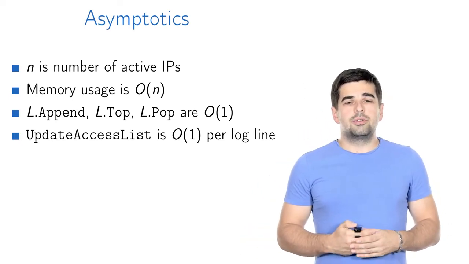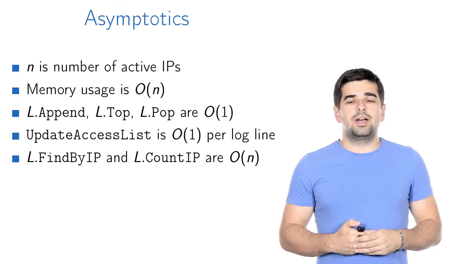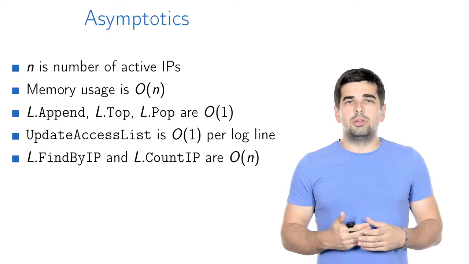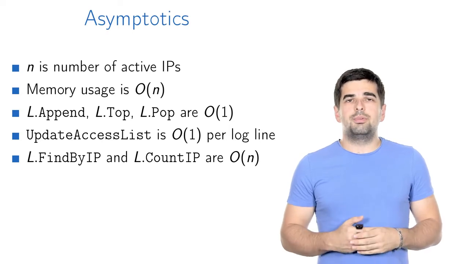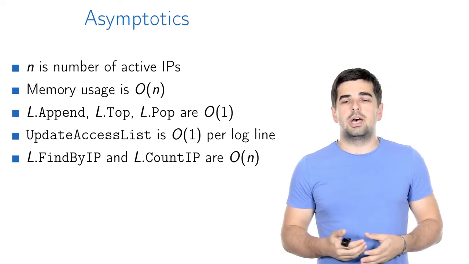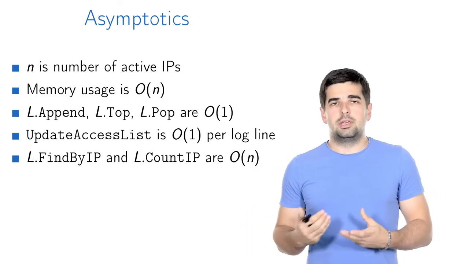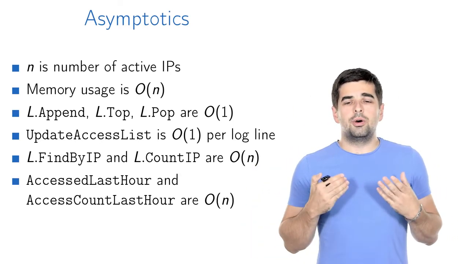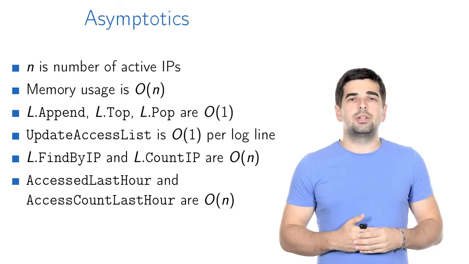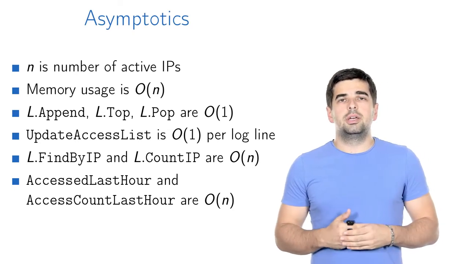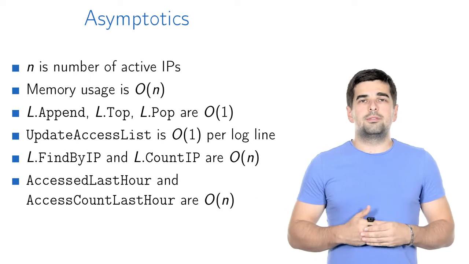What about answering the questions? We know that find by IP and count IP have to go through the whole list in the worst case, and actually count IP has to go through the whole list all the time to find out how many log lines have the same IP as the given one. And so access last hour and access count last hour are both linear in the number of active IPs.